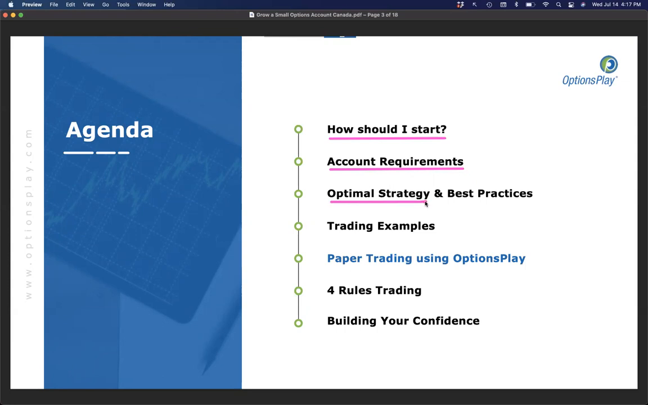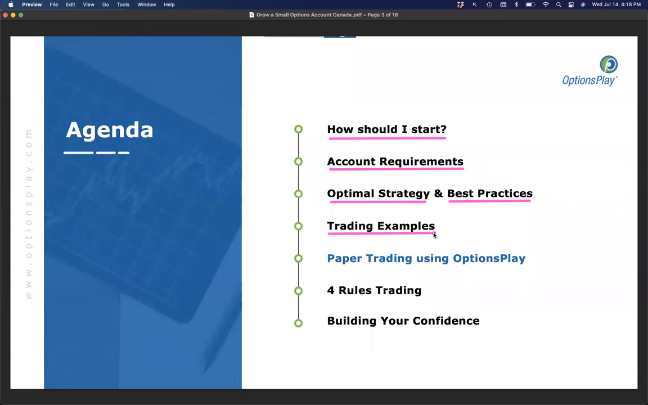And then I'm going to break down what I consider as the optimal strategy for small accounts and the best practices for trading that one particular strategy. I'm going to break down why this one strategy is so beneficial for traders with a small account.